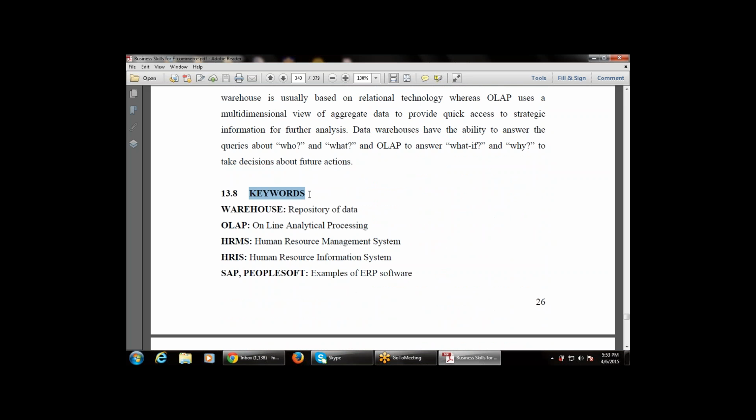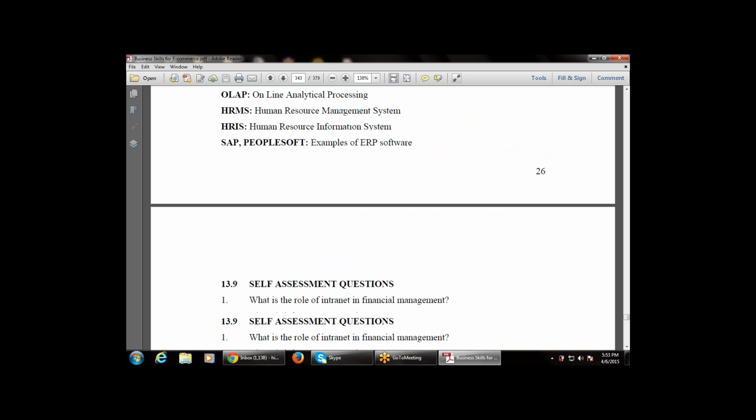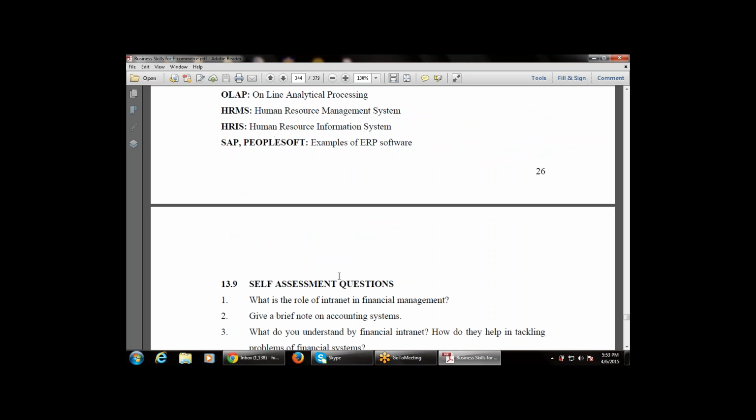Now, keywords. What is a warehouse? That is a storage of data, or we can say a repository of data. OLAP, that is online analytical processing. HRMS, that is human resource management system. HRIS, human resource information system. SAP, these are the various examples of ERP software.